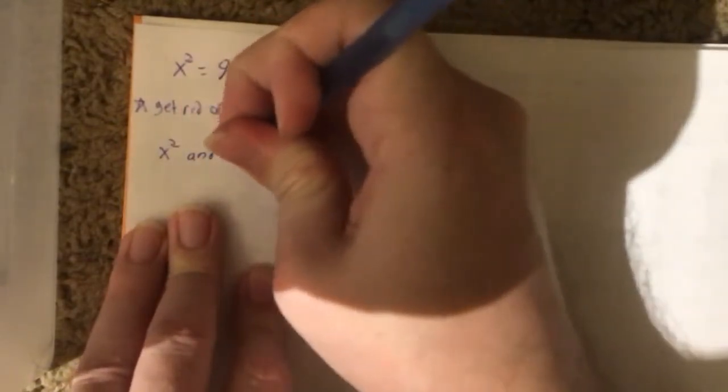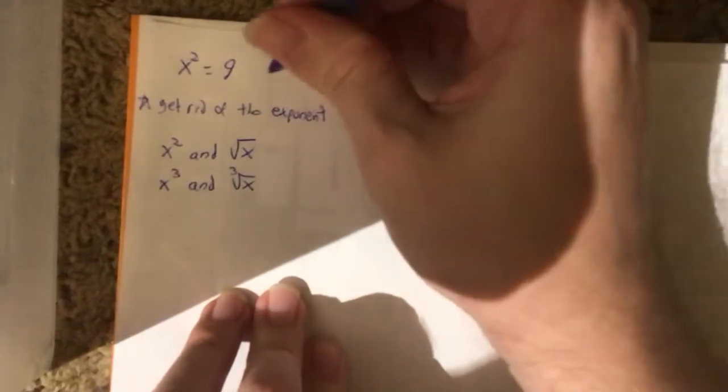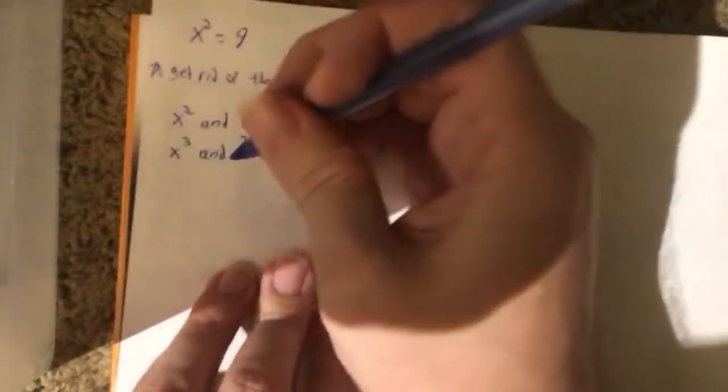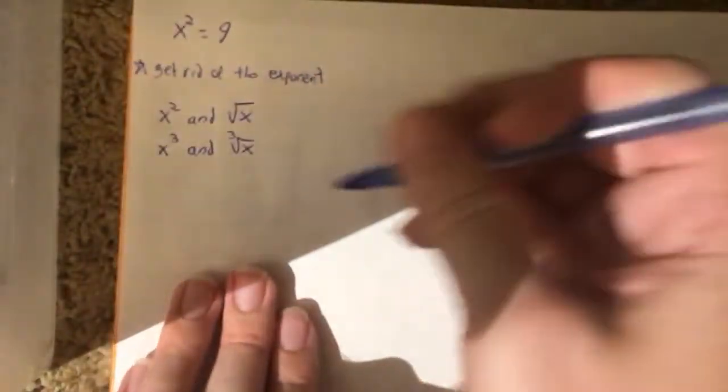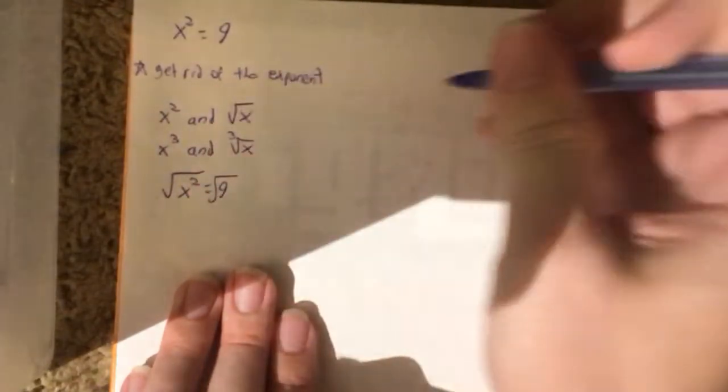To get rid of the exponent, you do the inverse operation. So x squared and the square root go together. And when you have cubes, x cubed and the cube root go together to undo it. So I want to solve x squared equals 9. To do this, I just take the square root of 9. I'm just going to do it underneath here. I take the square root of both sides.